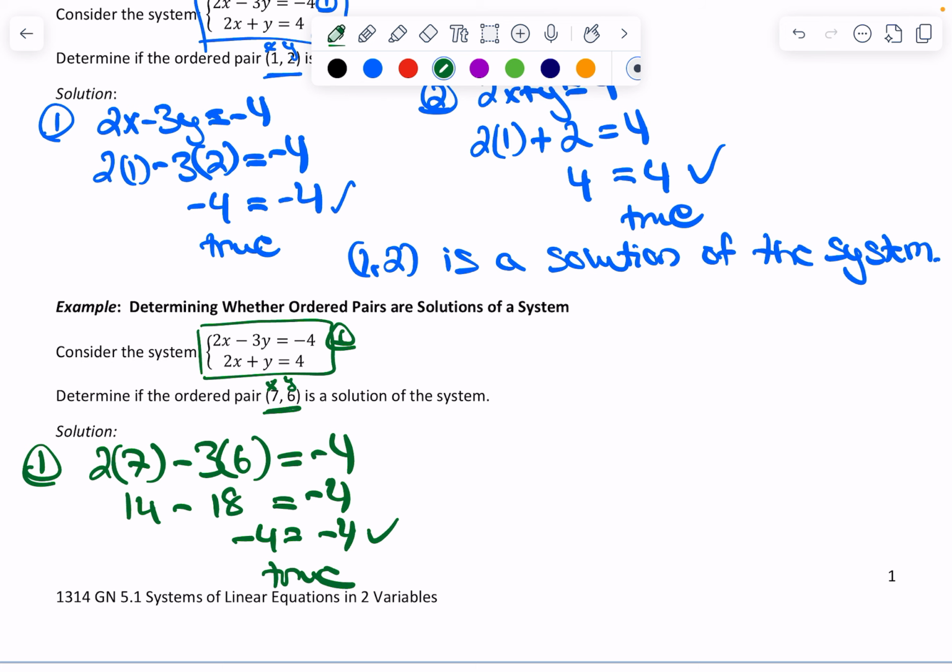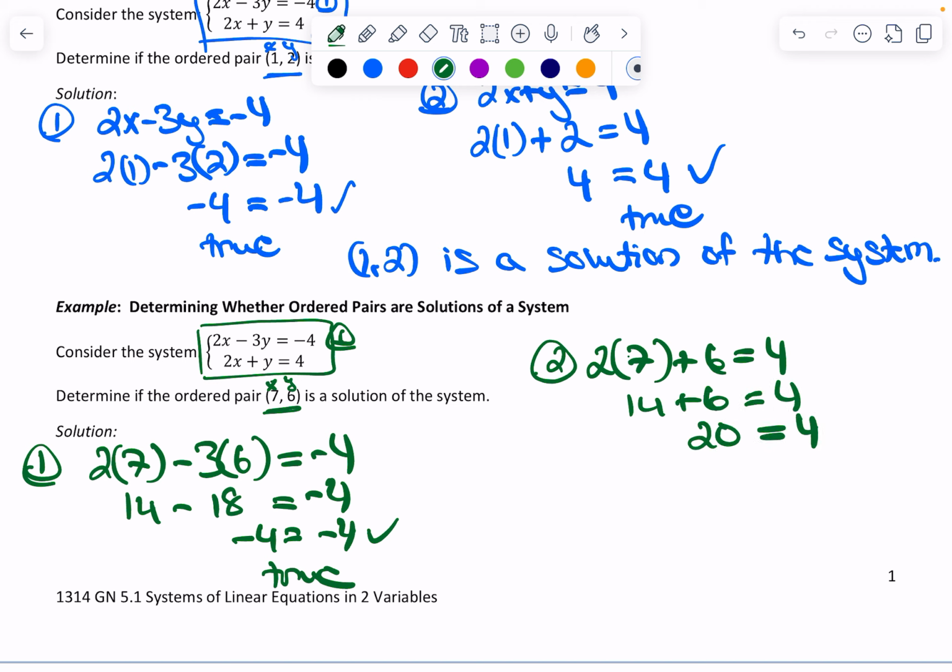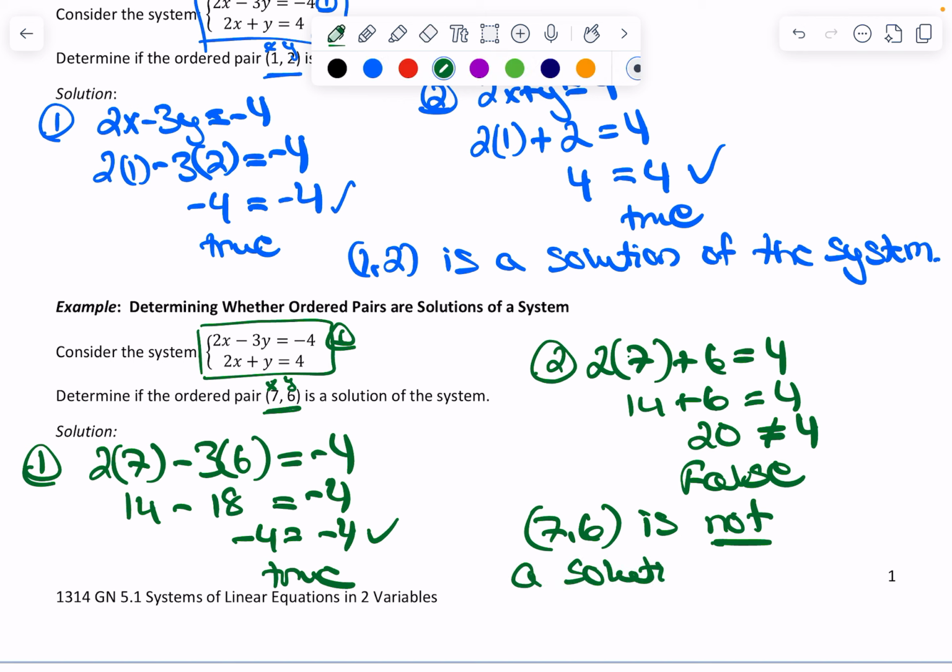Now we're going to check the second equation. So 2 times 7 plus 6 equals 4. Well, that's 14 plus 6, which is 20. That is not 4. So this is false. So this means that 7, 6 is not a solution of the system.